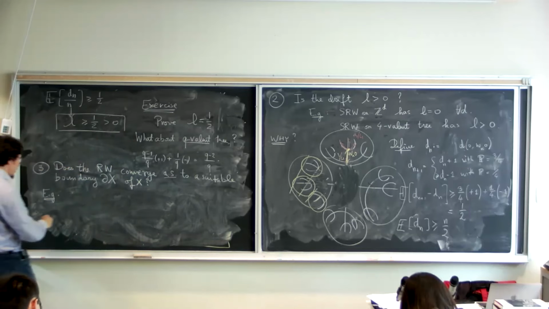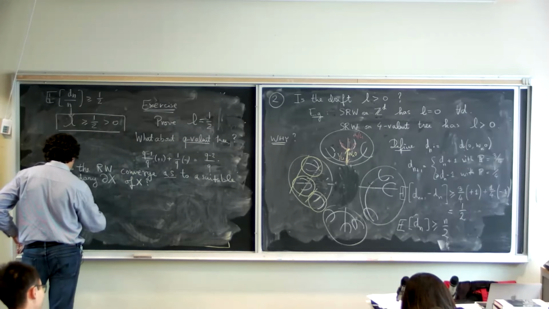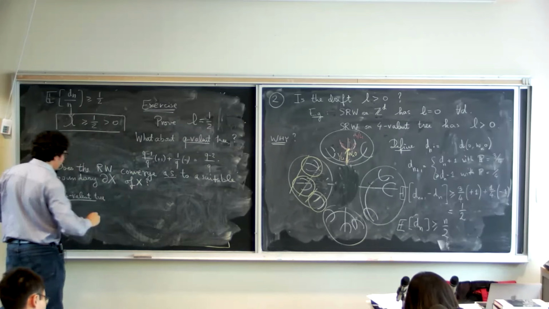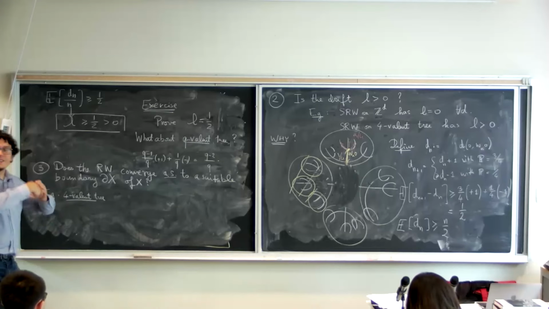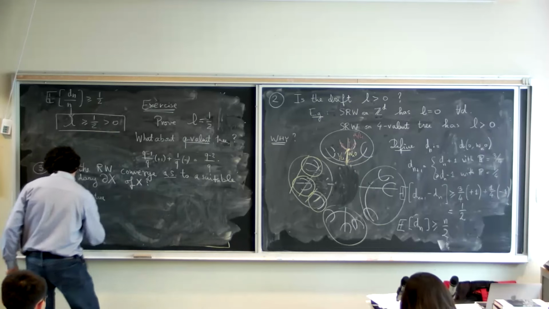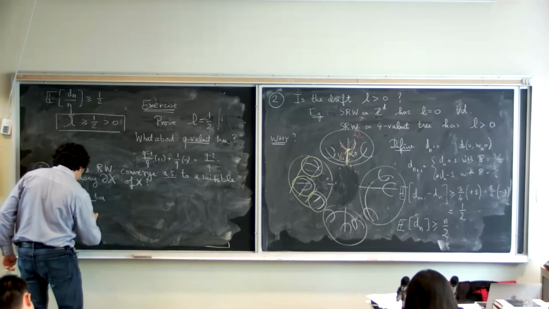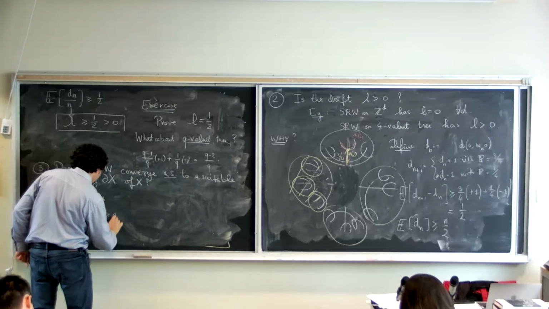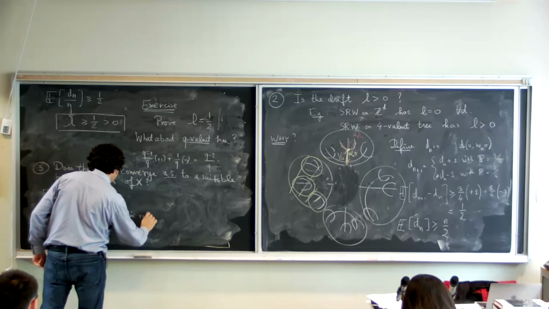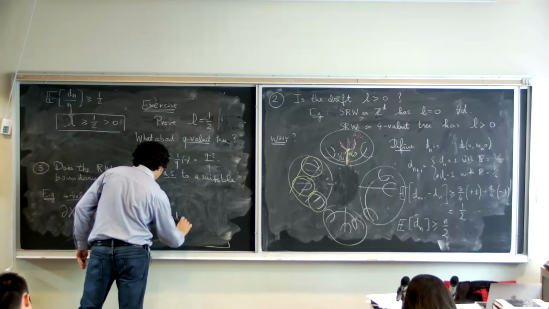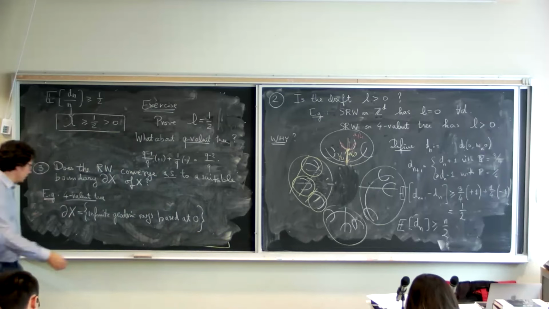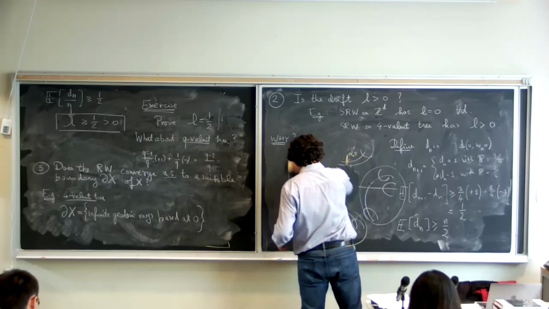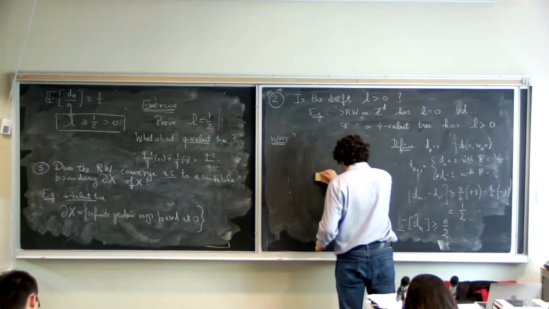So for instance, if we have a four-valent tree, what is the boundary of a four-valent tree? Anyone who is not in geometric group theory? Yeah, it's infinite sequences. In this case, we can say that the boundary of X is infinite geodesic rays based at zero, for instance. This is a good description for a tree. What does geodesic ray mean? It means you keep going further and further from the origin forever.